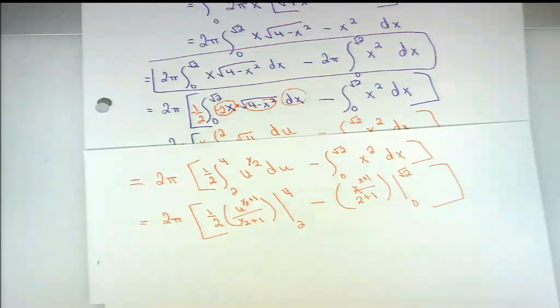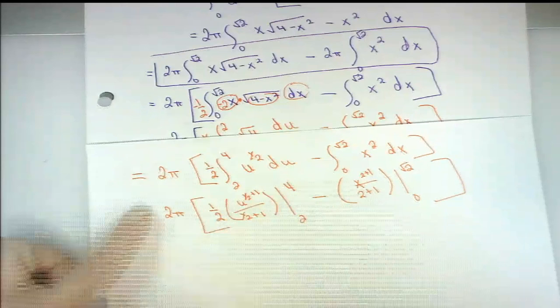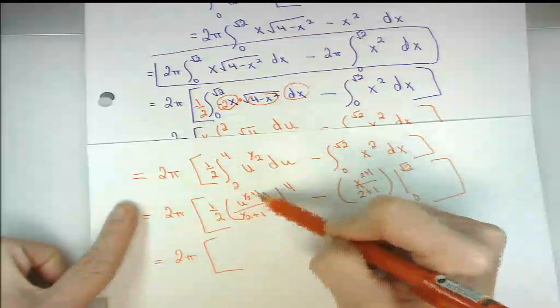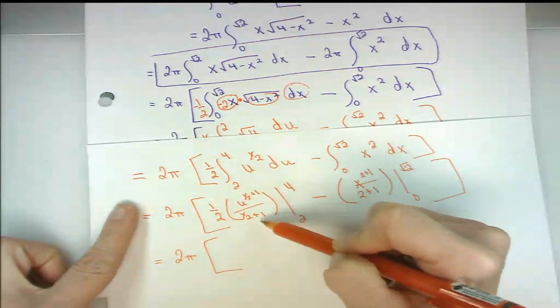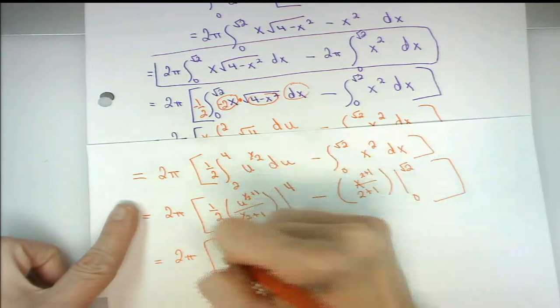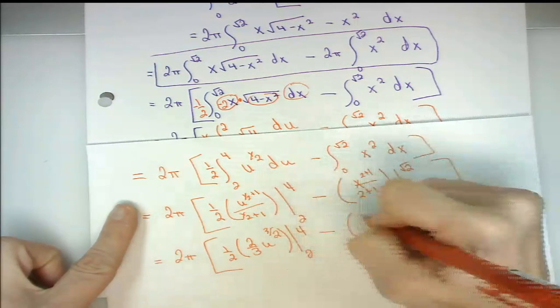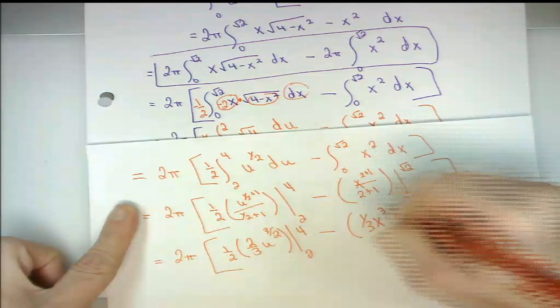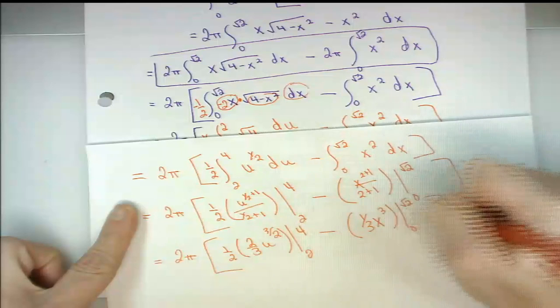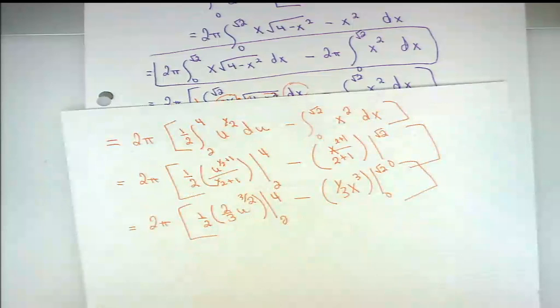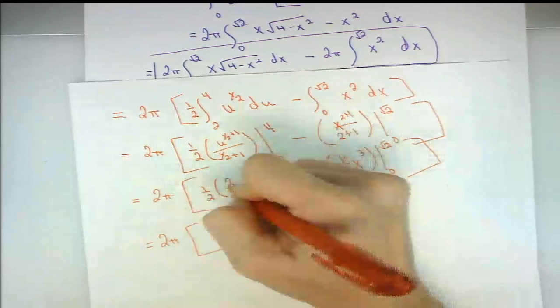Before I perform the fundamental theorem of calculus, I'm going to simplify my antiderivatives. So it's going to use 1/2 times 2/3 u to the 3/2 from 2 to 4 minus 1/3 x cubed. For this one, I'm going to bring out the 2/3. 1/2 times 2/3 is 1/3.